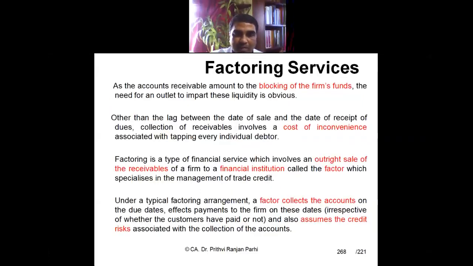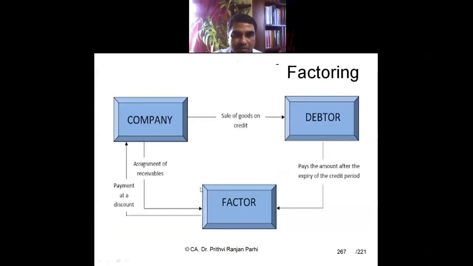Here, who will collect the receivable? Company or factor? The factor will collect, because the debt is sold to the factor. Factor will collect it. So the company has assigned the receivables and the factor will make the payment.